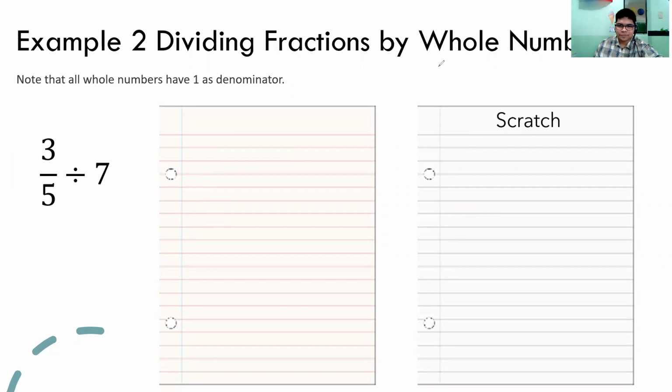So for example, we want to divide a fraction by a whole number. Now, what we need to remember is that whole numbers have 1 as a denominator. So instead of just writing 7, okay, let's just copy that so that our solution is clean. And then we can write the 7 as 7 over 1. Okay? So that looks like what we did earlier on.